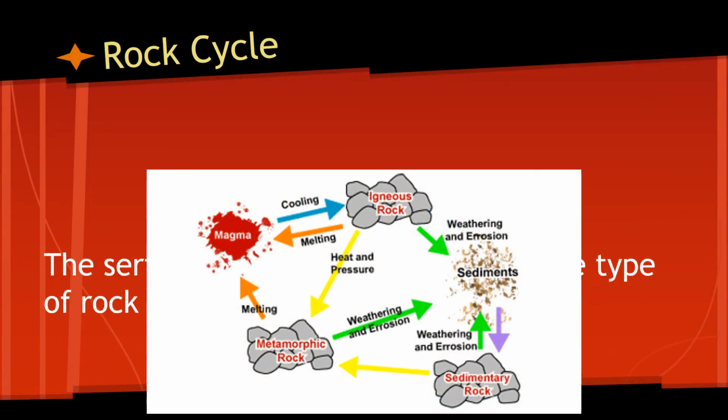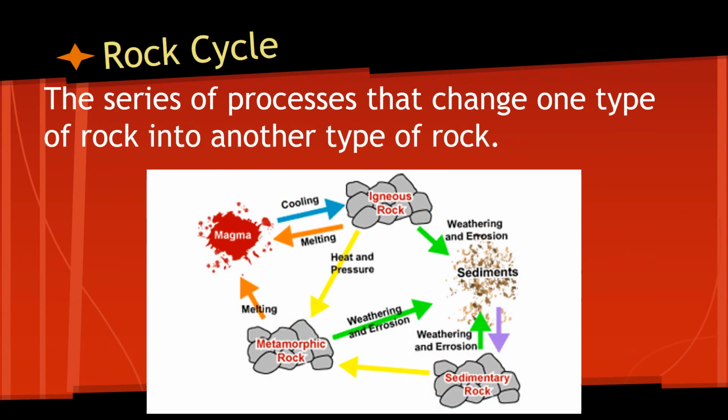Here's a diagram of the rock cycle, and your definition for rock cycle is the series of processes that change one type of rock into another type of rock. As you can see from the diagram, igneous rock can change to metamorphic rock if it undergoes heat and pressure. It could be eroded and weathered and become sediments and eventually become sedimentary rock. And it could also melt and become magma yet again.